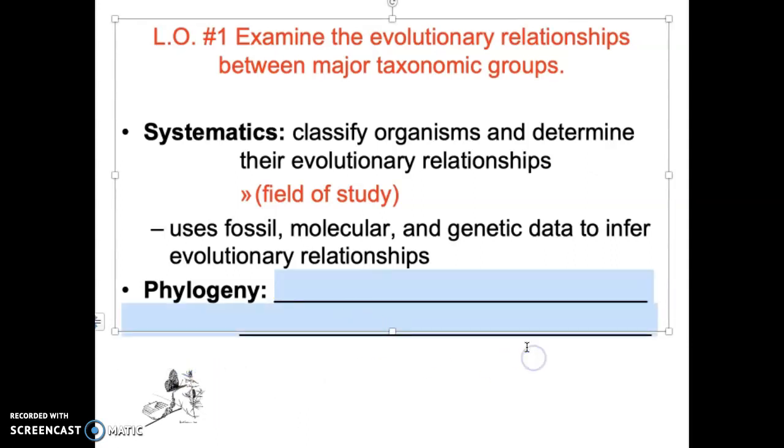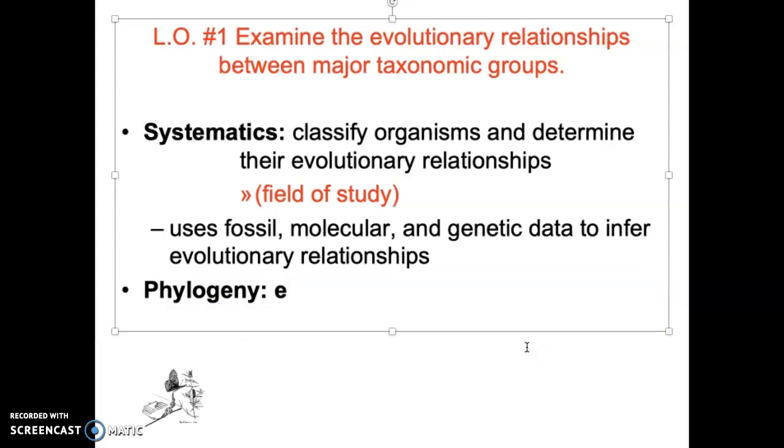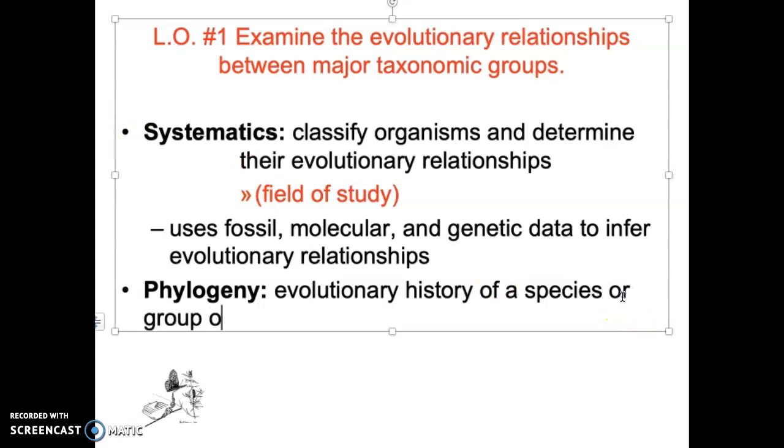All right, now phylogeny. What a phylogeny is, an evolutionary history of a species. Sorry about the typos here. History of a species or group of related species. So basically it's your family tree. Who's related to whom? Within the family, how is this family connected to that family? But we do this with species.